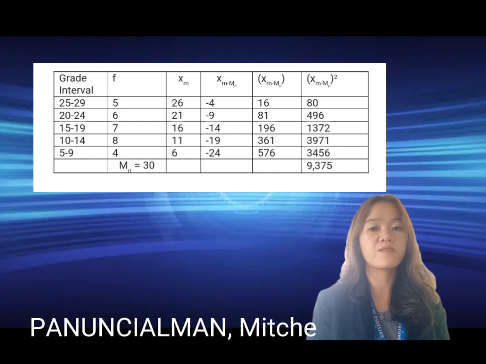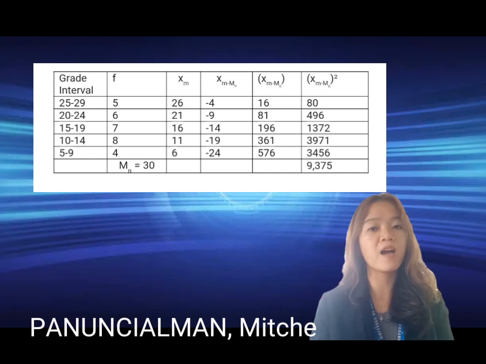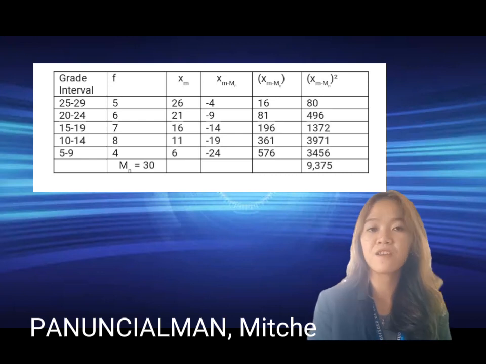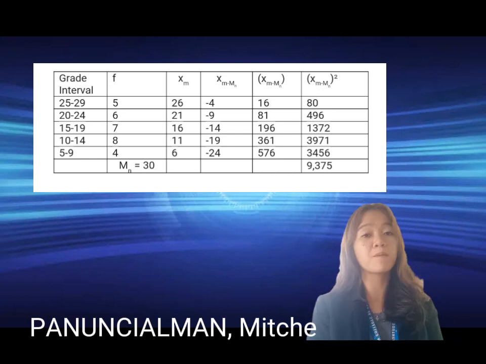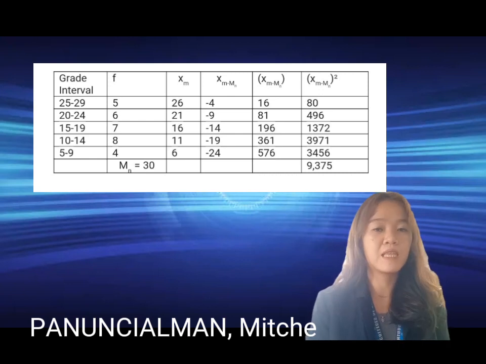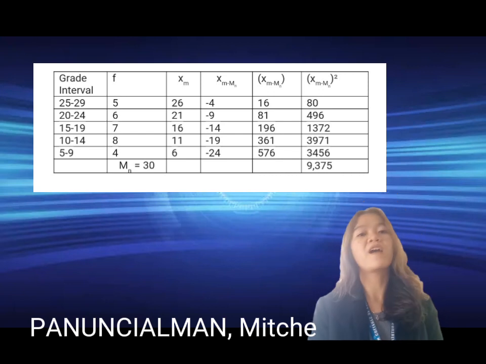The givens are the grade interval and the frequency. First, we should get the mean. Add all the frequencies. And the grade interval is 1, 25 plus 1 is 26, followed by the others. Next is xm minus mn, so 26 minus 30 is negative 4, followed by the others. Next, multiply xm minus mn, so negative 4 times negative 4 gets a positive 16. Next, multiply again, 16 times the row frequency, that would be 5. 16 times 5 equals 80, followed by the others.